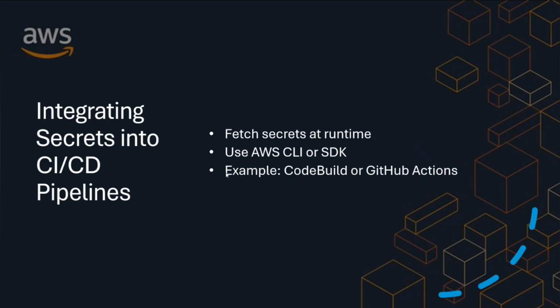Let's talk about integration. Instead of storing secrets in your pipeline config, you can fetch them securely at runtime using the AWS CLI or SDK. For example, in AWS CodeBuild, you can use environment variables to inject secrets. In GitHub Actions, you can use the AWS CLI to retrieve secrets and pass them to your build steps. This keeps your automation secure and flexible.